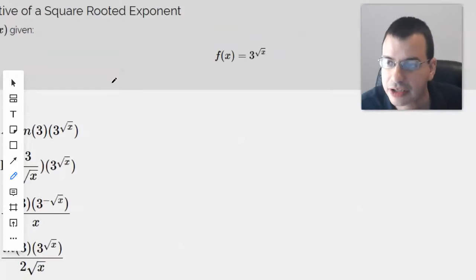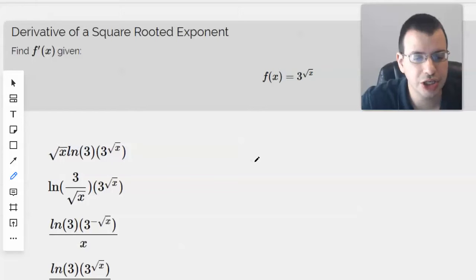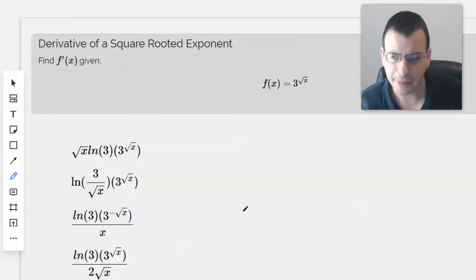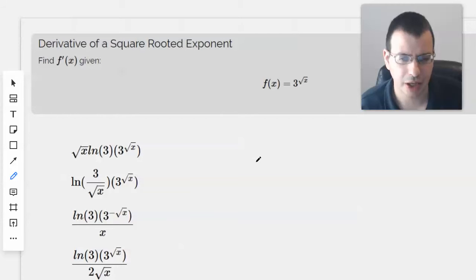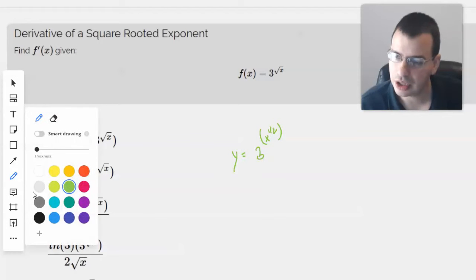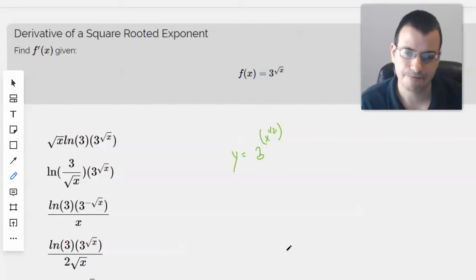Find f prime of x, given that f of x equals 3 to the square root of x. Okay? Wow. So this might be a little bit more challenging than you would expect. You might see this on an AP exam. So even if you don't, it's good to understand the concept that's going on here.